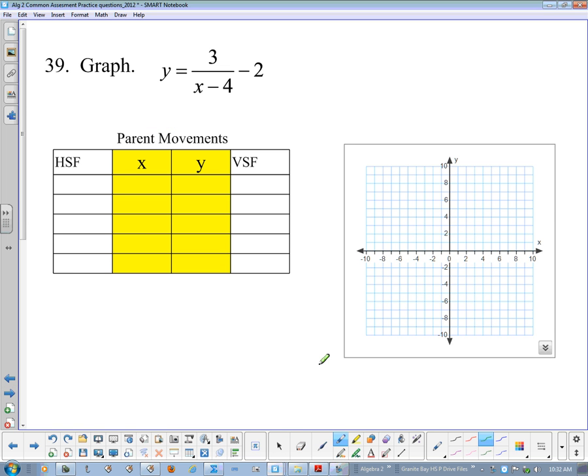All right, hopefully maybe you can watch this. I have something up here that I'm not going to use on this one. What am I not going to use? I'm not going to use the parent function at all because I've got myself a rational function. Rational function means fraction form. What can you not have in the denominator? You asked me this before, what can you not have in the denominator? 0.